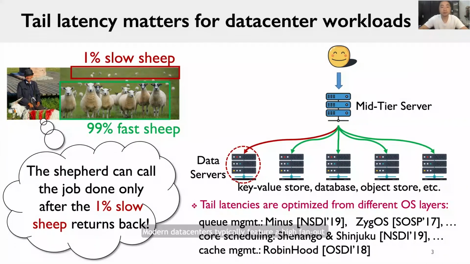Modern data centers typically feature a high fan-out paradigm, where a client request needs to be processed by up to hundreds to thousands of servers before sending a response back, where the response latency is determined by the slowest server. So the key to reducing the response time is to optimize the tail latency of each individual server. In recent years, tail latencies are optimized from different OS layers, including queue management, scheduling, cache management, and etc.